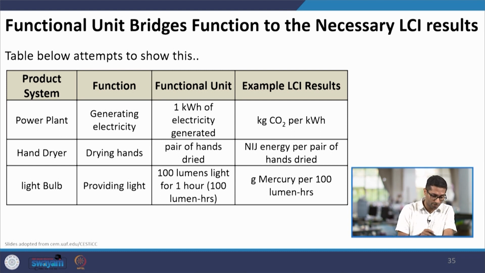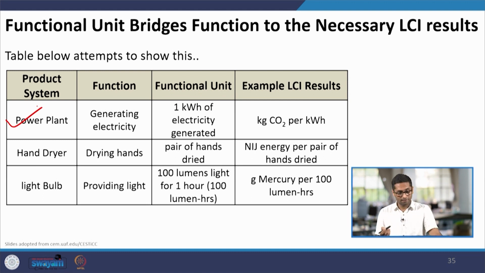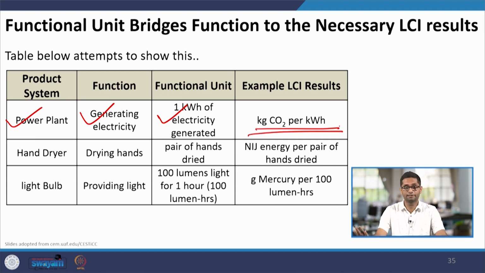Suppose I am talking about a power plant. A typical function for that power plant would be generating electricity. A good function unit would be 1 kilowatt hour of electricity generated. One typical example of the type of result that I would be getting would be the kgs of CO2 per kilowatt hour of electricity generated. Suppose I would want to compare different hand dryers. The function would be drying hands. The function unit would be a pair of hands dried, and the result could be the net energy per pair of hands dried.